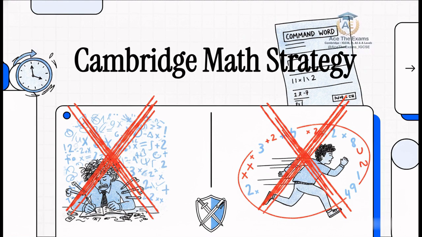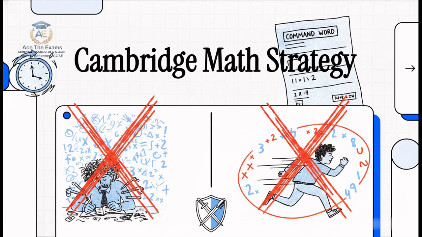I see two types of students all the time. Let's call them Alex and Sam. Alex overloads with raw mathematics facts, just vomits numbers onto the page with absolutely zero analysis. And Sam? Well, Sam rushes. Sam completely misses the command word requirements. They both end up with a sea of red pen marks on their past papers.